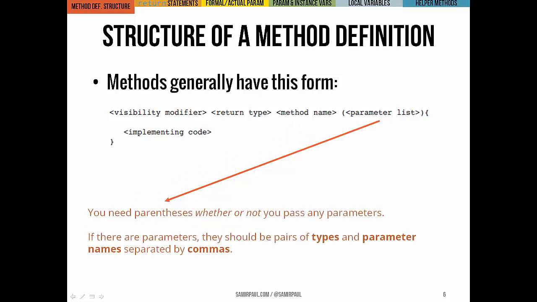As far as parameters go, you know this already, but whether or not we actually give any parameters, we do have to include parentheses. And inside those parentheses, if we're including parameters, we have to have pairs of the type and then the name of the specific parameter itself. We'll separate those pairs by commas, int change, and so on.